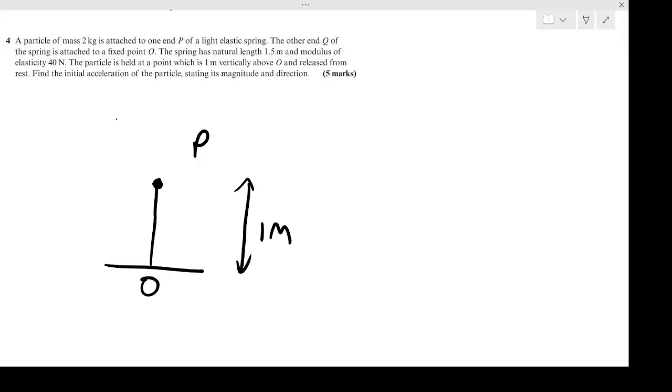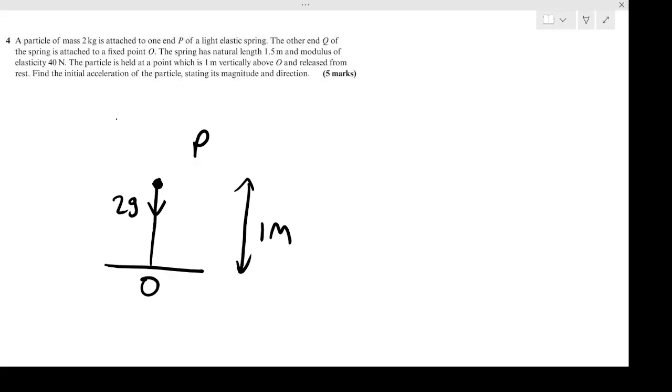Now I'm going to need to label my forces. Well, again, the particle is going to have its weight going down. Now the mass is 2, so it's going to be 2g. That's the weight going downwards. And then what about the force in the spring? What about the force T?